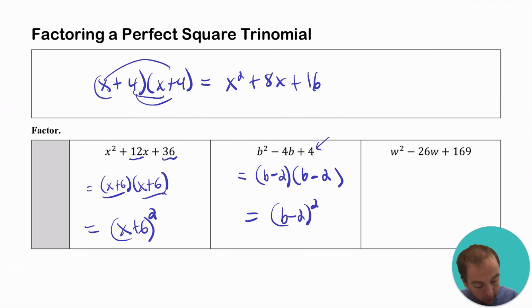The last example, if you want to work it out on your own, you can. It ultimately does boil down to w minus 13, that quantity itself, all squared.